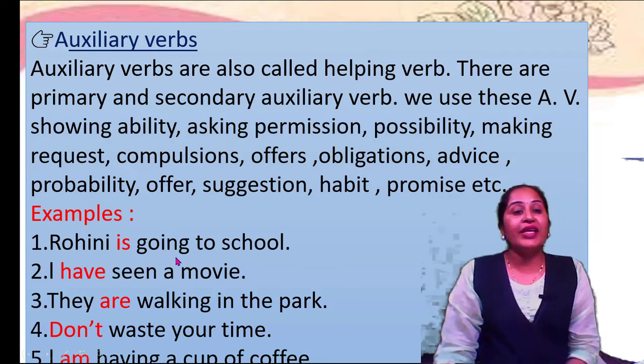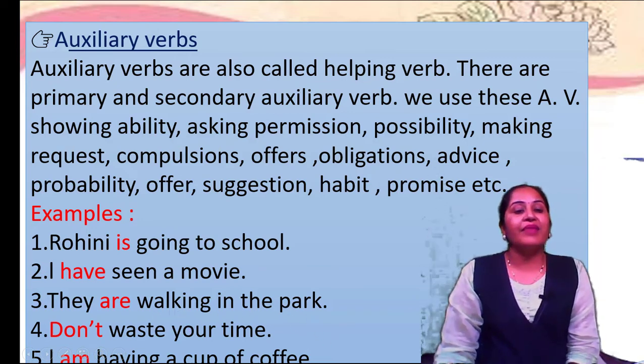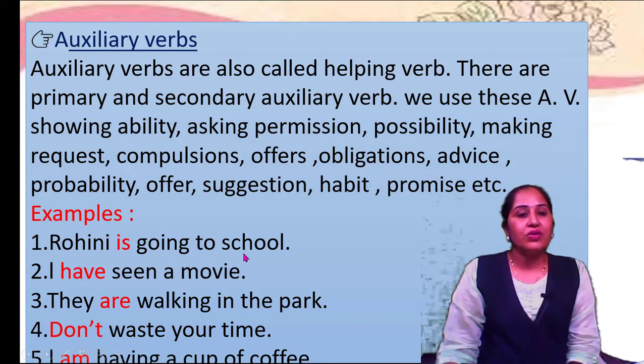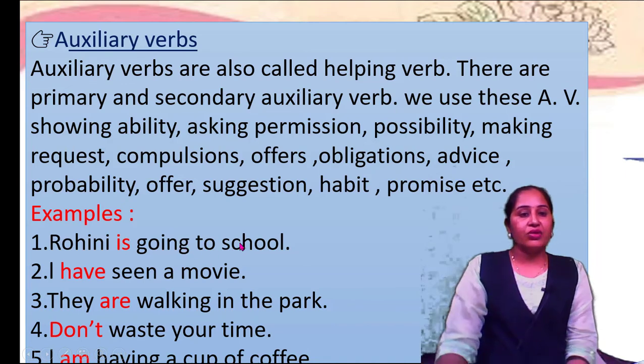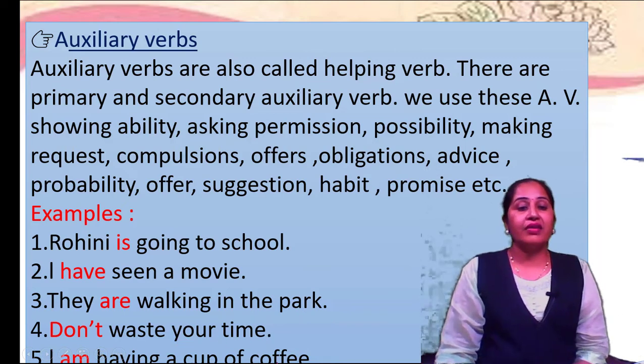For example, Rohini is going to school. I have seen a movie. They are walking in the park. Don't waste your time. I'm having a cup of tea. The red words, is, have, are, these are the auxiliary words. Rohini is going to school. I have seen a movie. They are walking in the park. Don't waste your time. I am having a cup of tea.